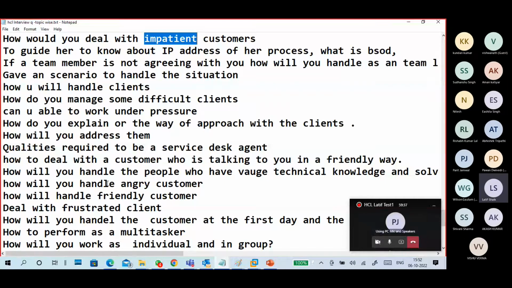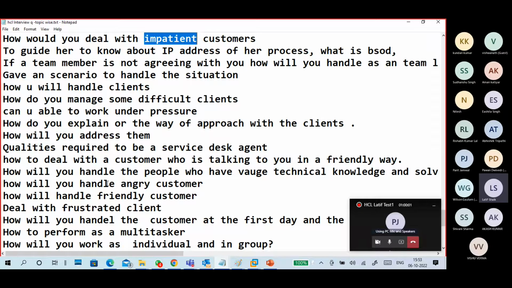So here is the point. Next time with friendly customers, first of all find out the problem, then give the solution. That's it. We don't go with the exchanging of information and all. Your personal information we don't exchange, whatever type of customer it is, even an angry customer or a friendly customer.